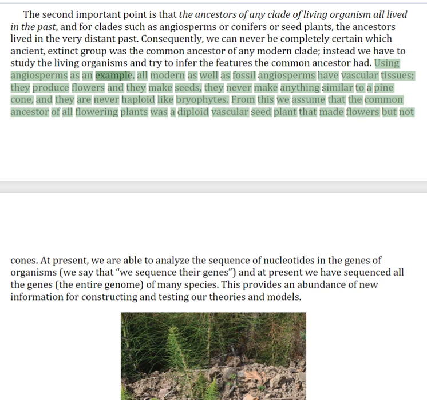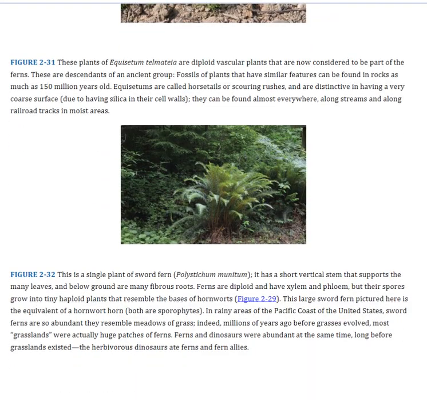Using angiosperms as an example, all modern as well as fossil angiosperms have vascular tissues, they produce flowers and they make seeds, they never make anything similar to a pine cone, and they are never haploid like bryophytes. From this we assume that the common ancestor of all flowering plants was a diploid vascular seed plant that made flowers but not cones. At present, we are able to analyze the sequence of nucleotides in the genes of organisms, and at present we have sequenced all the genes of many species. This provides an abundance of new information for constructing and testing our theories and models.